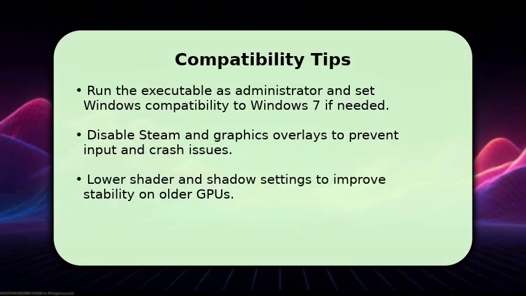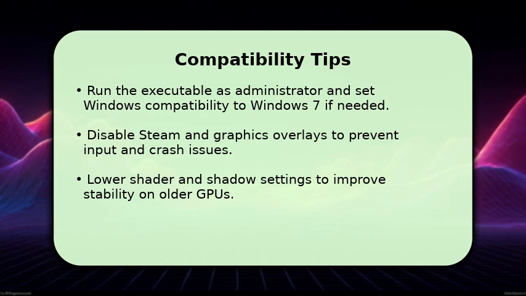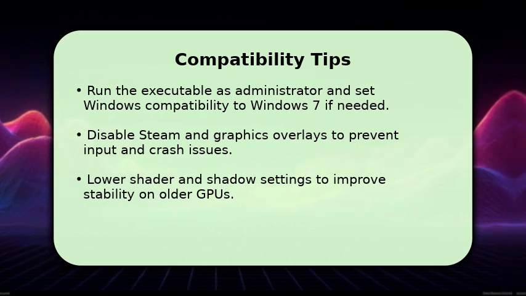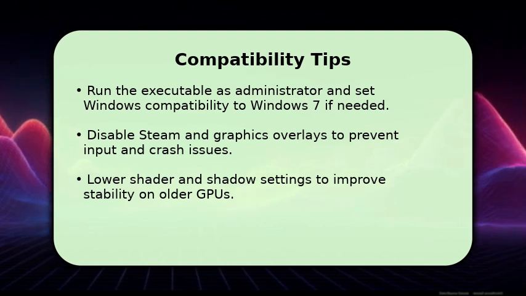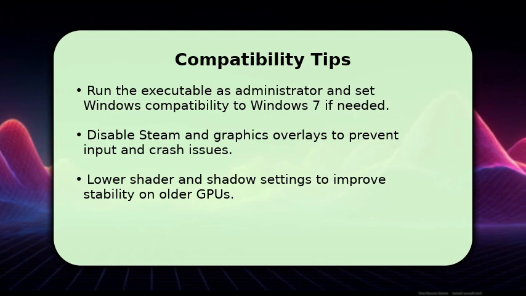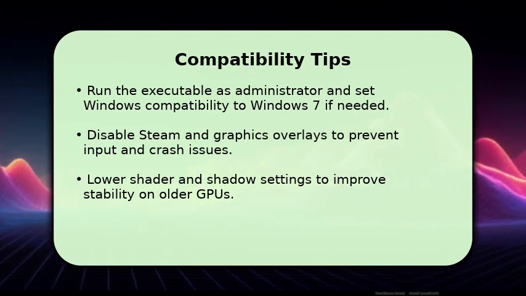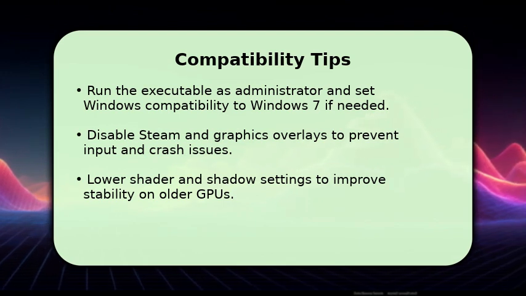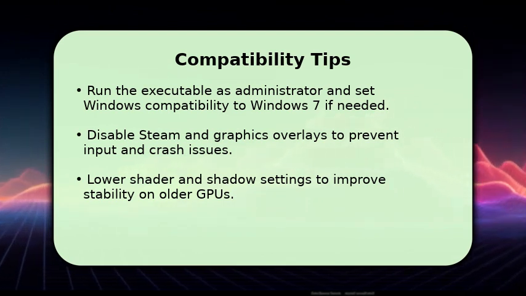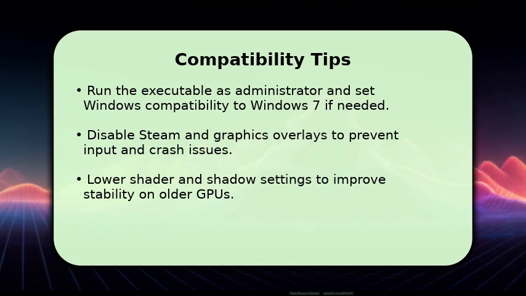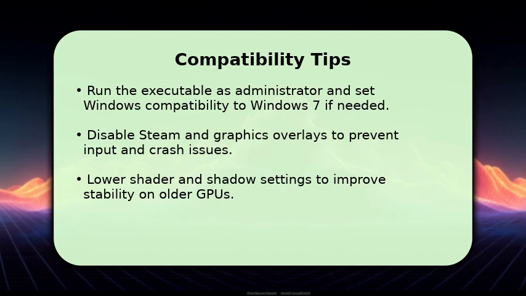Here we explain practical compatibility tweaks to make the game run reliably on Windows 11. Set the executable to run as administrator and try Windows 7 compatibility if you see crashes. Disable Steam overlay, Discord overlay, and any recording software to prevent conflicts. Adjust in-game graphics by lowering shaders and shadows if you experience stuttering. Test after each change to identify which tweak resolves the issue, and keep a notes file for future troubleshooting.